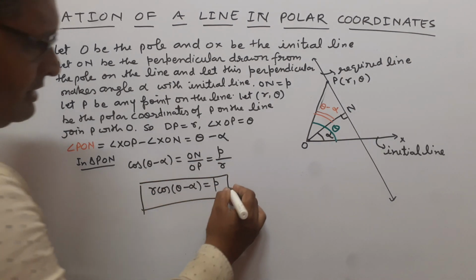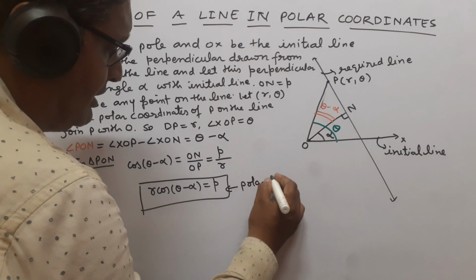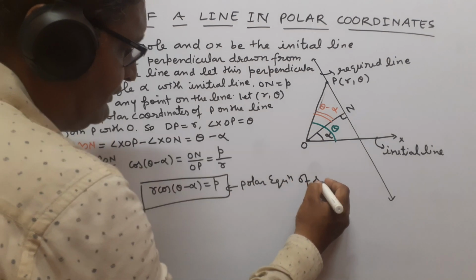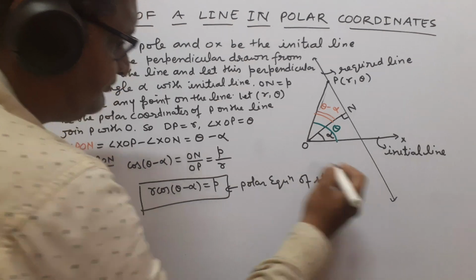This is the polar equation of a straight line.